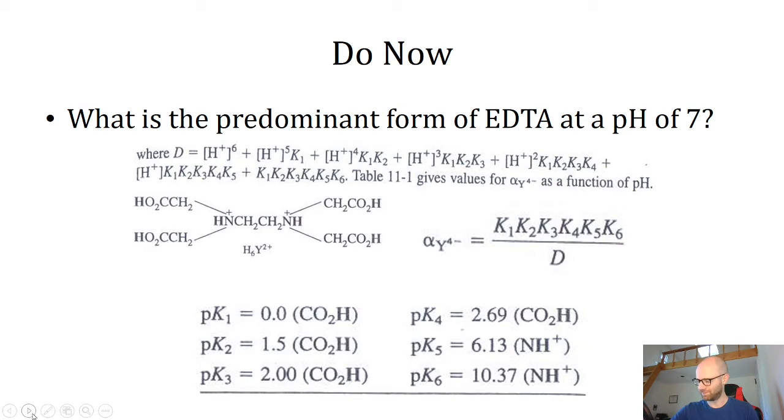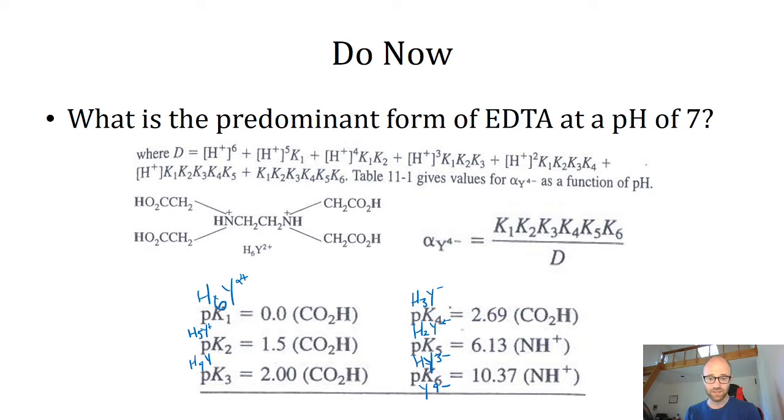I can talk. Keeping in mind that at pHs lower than pK1, that's the H6Y2 plus. In between the two of these is where we find H5Y plus, H4Y, in between pK2 and pK3. And if you keep continuing, this would be H3Y minus, H2Y 2 minus, HY 3 minus, and Y 4 minus.